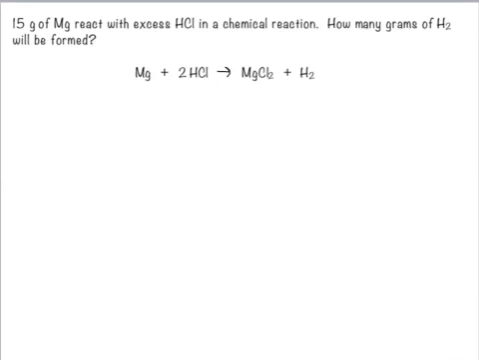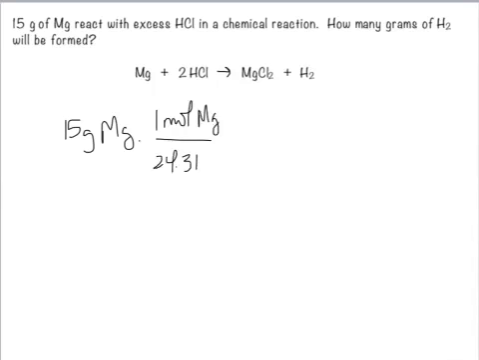The first thing you have to do with this problem is start with what you know. I know that I have 15 grams of magnesium, and I'm trying to get to grams of hydrogen. The first thing I must do is convert your 15 grams of magnesium to moles, so you can use the mole ratio. For every 1 mole of magnesium, it weighs 24.31 grams according to the periodic table. Grams of magnesium go away.